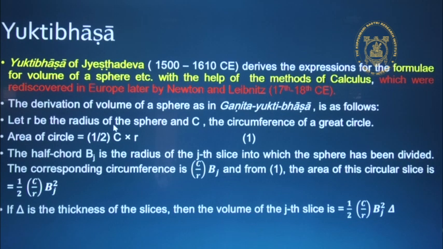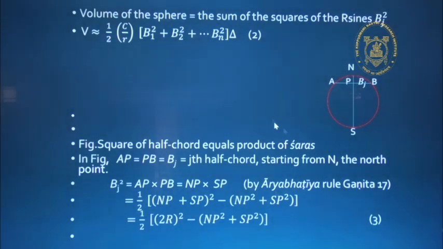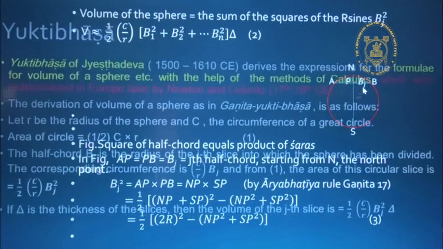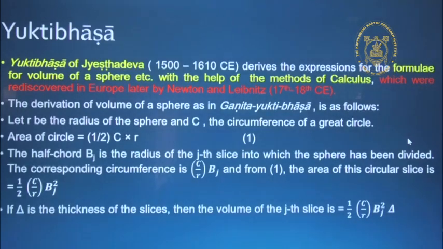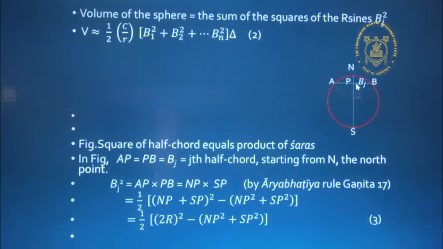The derivation of volume: let R be the radius of the sphere and C the circumference of the great circle. The area of that circle is half into circumference into radius. Suppose we divide the sphere into thin slices of circles. This is, suppose, the jth circle.